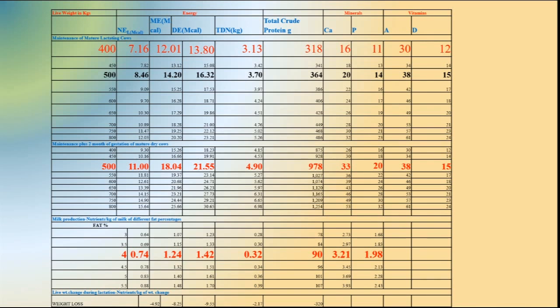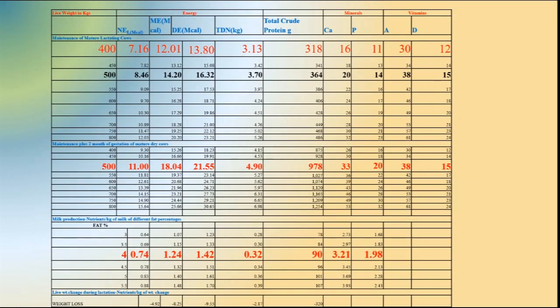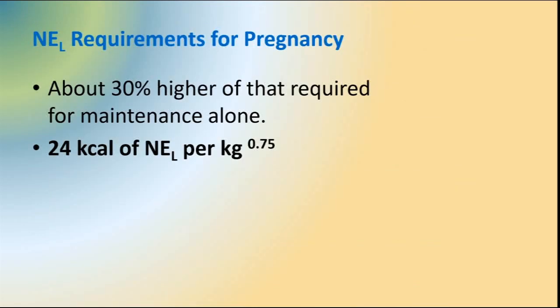If you just look at this, here we have calculated for a 400 kg animal, there's 7.15 megacalorie. Here is 7.16. So almost the tabulated value and the calculated value are the same. So this figure, 80 kilocalorie, can be used for calculating the energy requirement for the rest of the body weight. If you just simply remember that value, you can calculate without using the table. And similarly for 4% fat, if you memorize these values, you can calculate for any quantity of milk production. I will show you in the next slides.